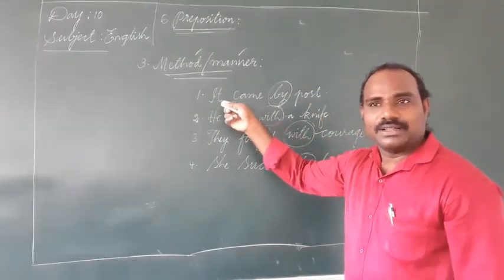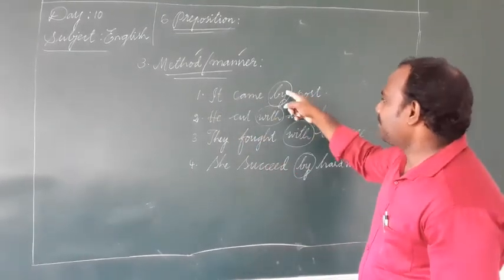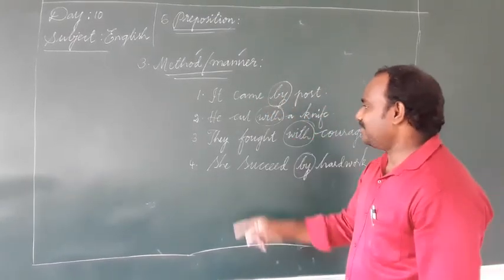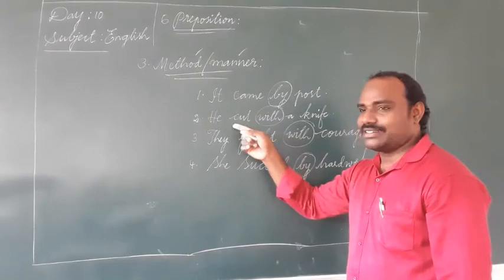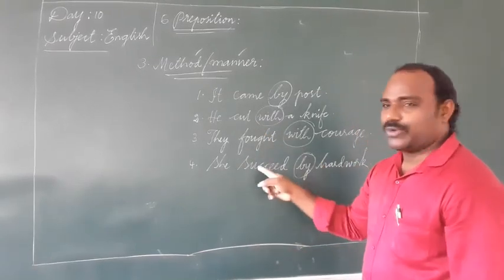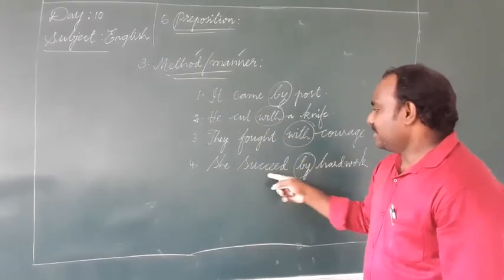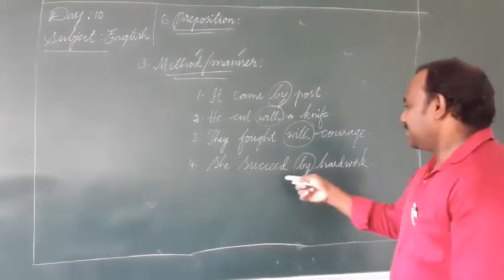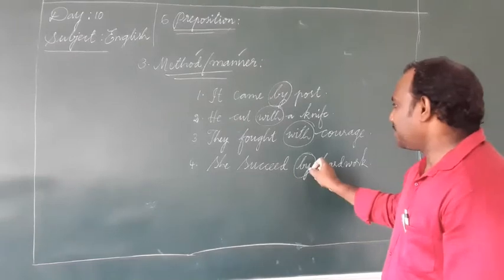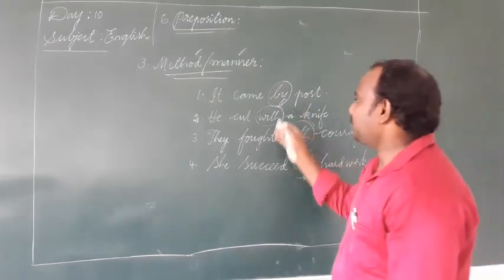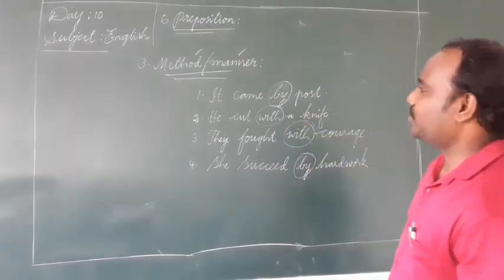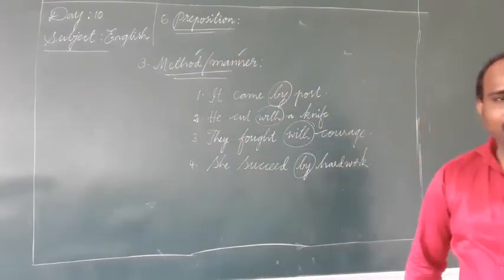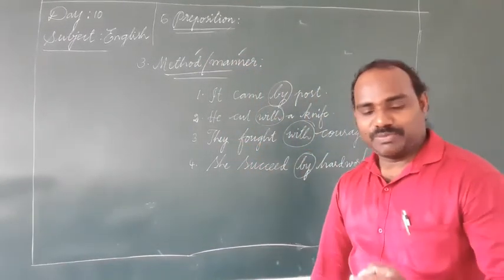In what way, in what manner, in what method did it come? How did he cut his finger? How did they fight in the battle? With courage. How did she get success? By hard work. So these prepositions show the method and manner of an action. That's why they can be called prepositions of method and manner.